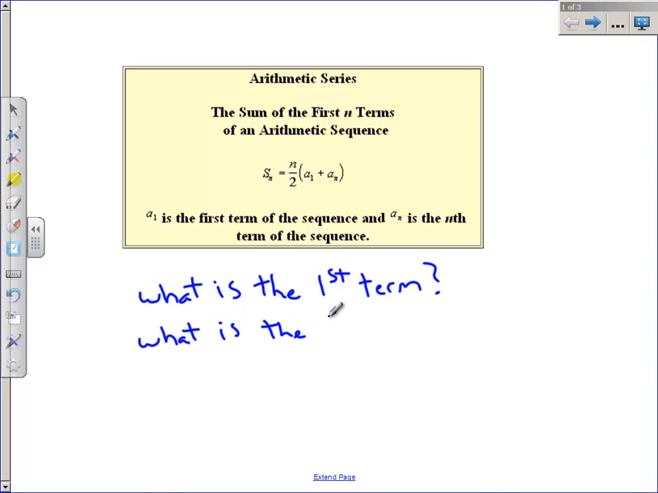So we will need to know that. And here we're going to call that the nth term, but all you need to think about is that this means the last term. And then also you need to know how many terms are we adding up.